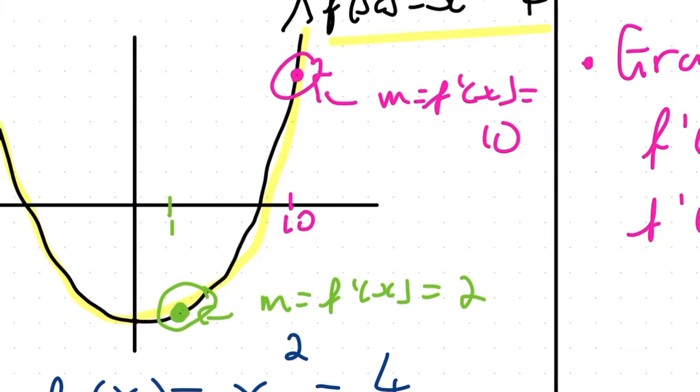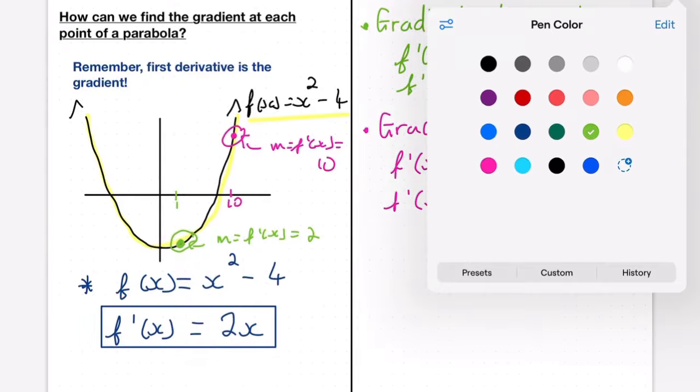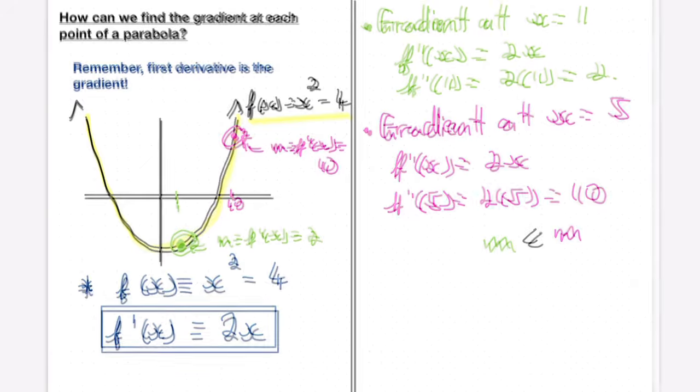So the gradient is bigger at the pink point than it is at the green point. I'd say here that m at the green point is much less than m at the pink point. Or f prime of x at the green point is much smaller than f prime of x at the pink point. So that's how we find the gradient at each point of a parabola.